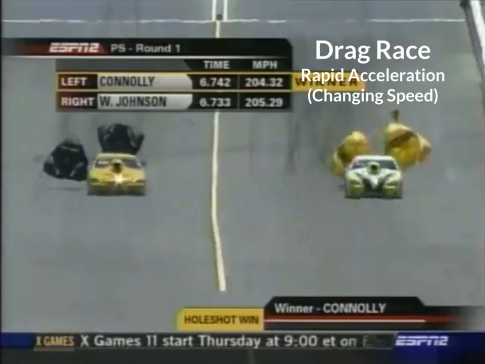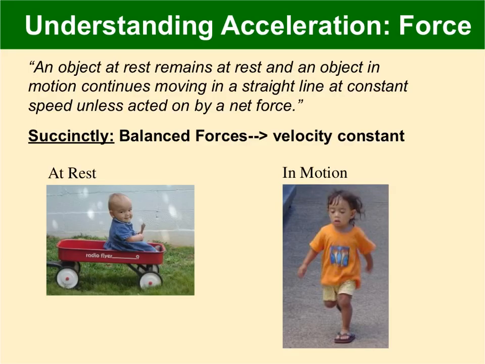Speed first increases, what we would call positive acceleration, then at the end the speed decreases, negative acceleration. To understand acceleration, we have to understand force.